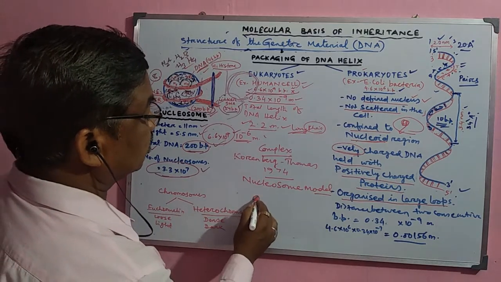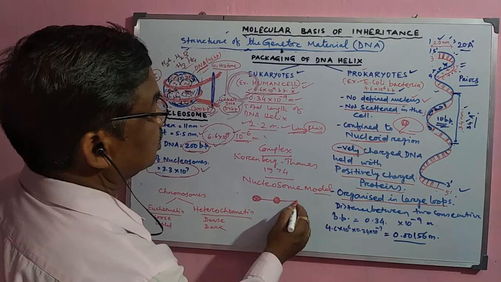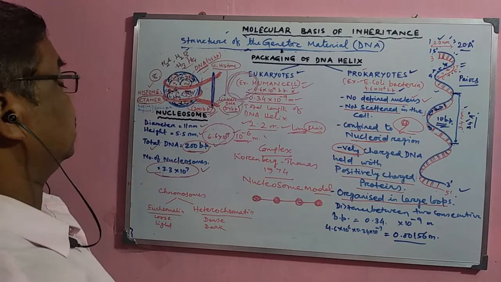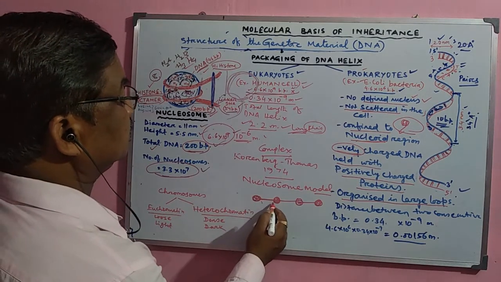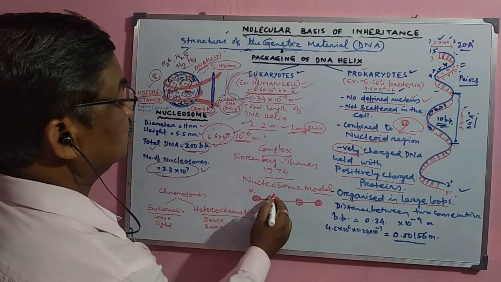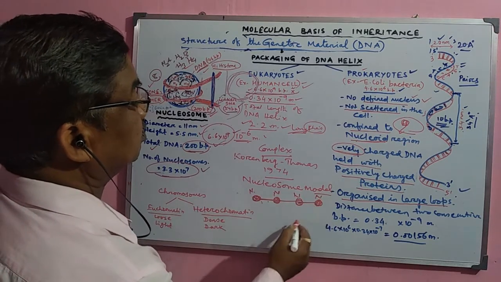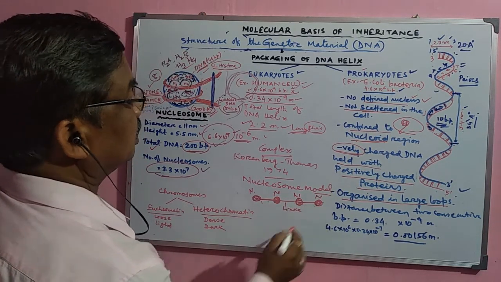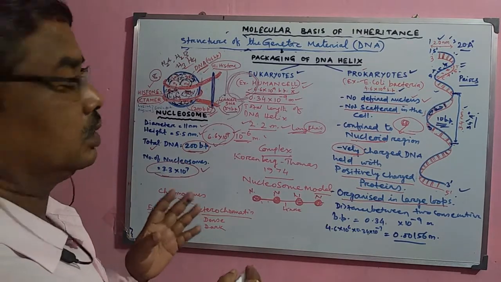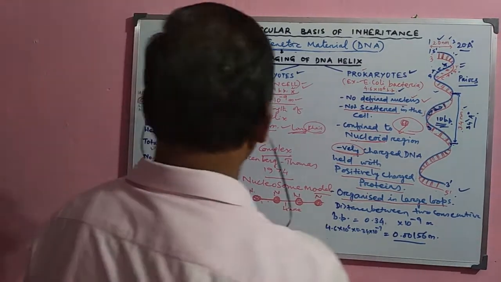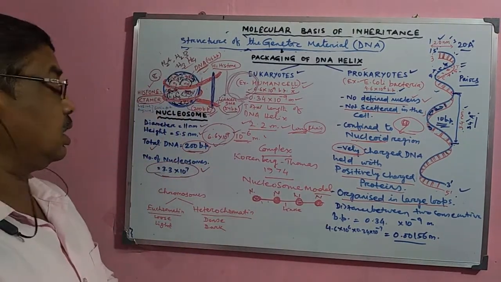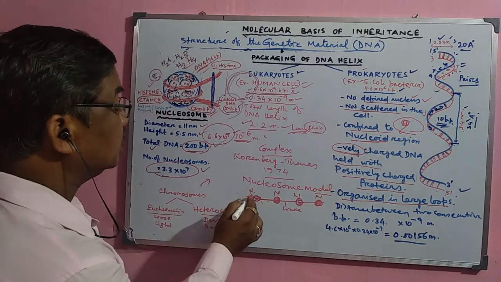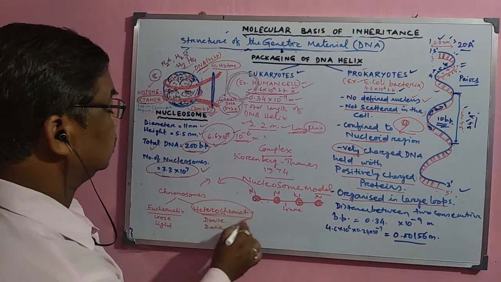And these beads are present in this way. Suppose this is a polynucleotide chain, which is also called the chromatin. This chromatin consists of the linker part, this is one nucleosome, this is another nucleosome, another nucleosome, and this is the linker DNA which links the 2 nucleosomes, and in this way they are arranged together. Now, in case of eukaryotes, the chromatins are condensed to form the chromosomes during cell division.